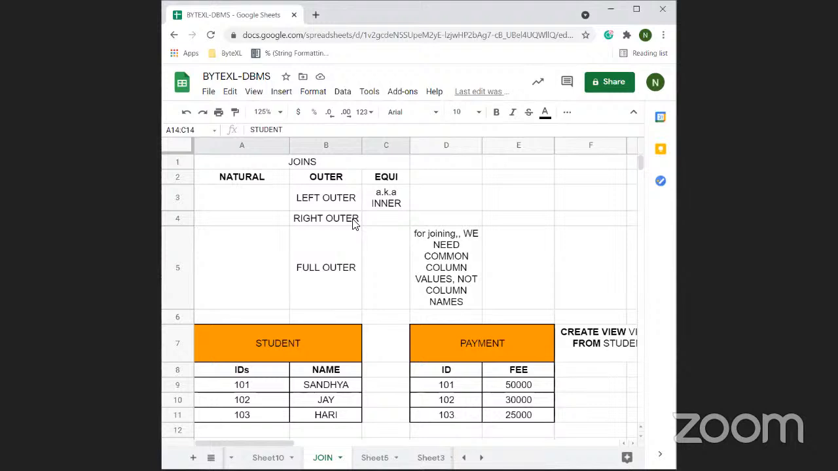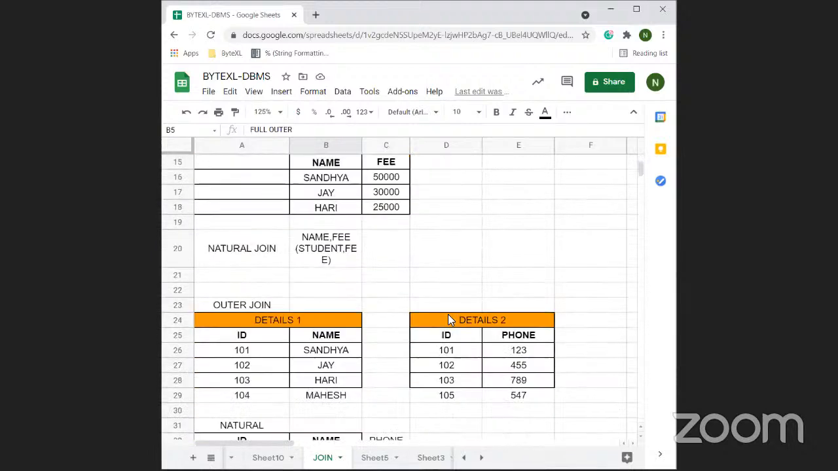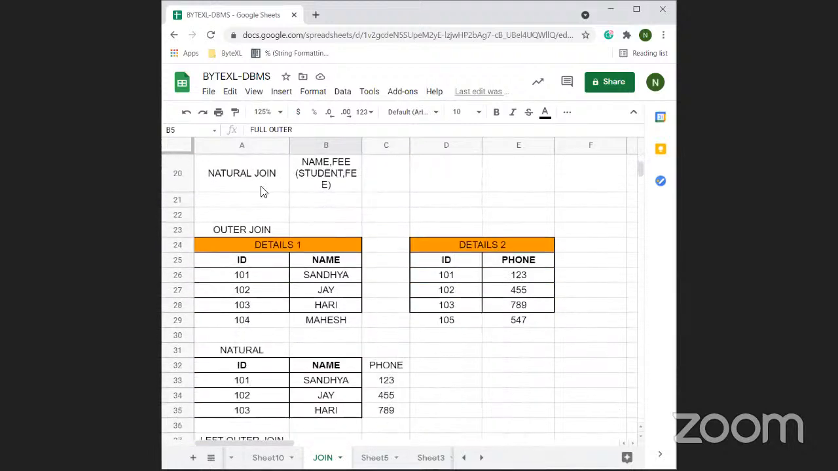There are basically three types of join operations: natural, then we have outer, and inner. Inner is also known as equi. Both are the same. Natural means normal. Then we have outer. Again in outer, there are three types: left outer, right outer, full outer. The names might be stylish and confusing, but in reality, they are quite easy concepts to understand. Let us start our explanation from here.